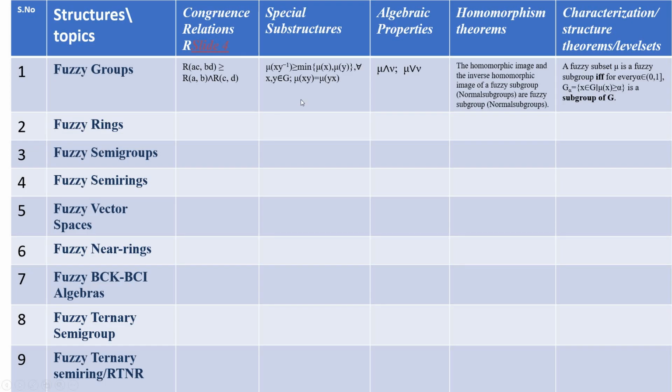In the case of rings you will be talking about ideals, and here two conditions will come. And algebraic properties, again intersection of fuzzy ideals, then fuzzy subrings if you are defining them. So all those will come under this category. And the thesis will be rich once you have the characterization theorem or a structure theorem, and then when you have the characterization in terms of level sets.